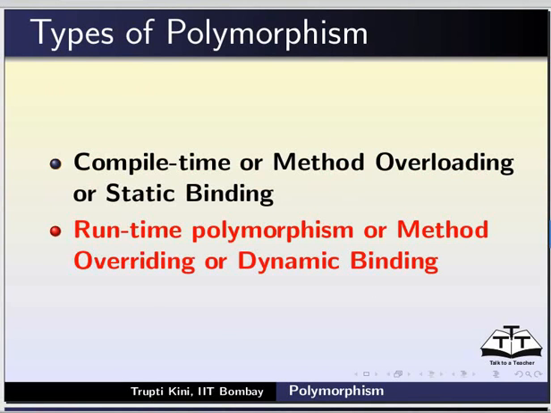Runtime polymorphism is essentially referred as method overriding. It is also called dynamic binding. We have already learnt runtime polymorphism, that is method overriding. Let us switch to Eclipse IDE.